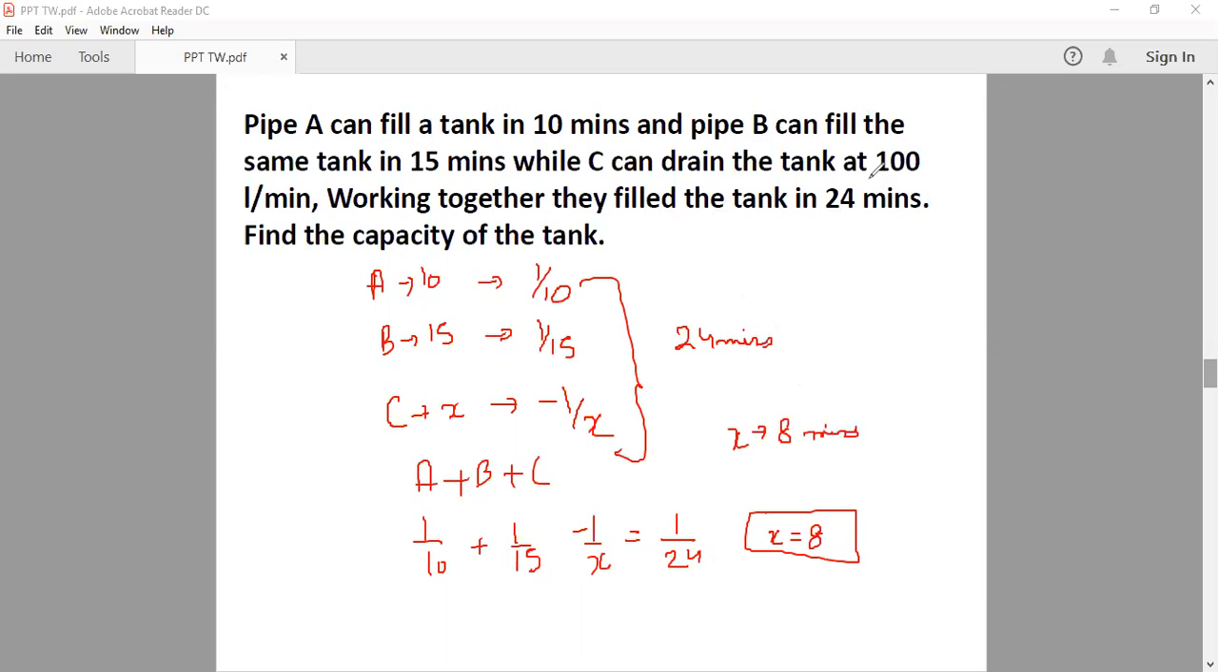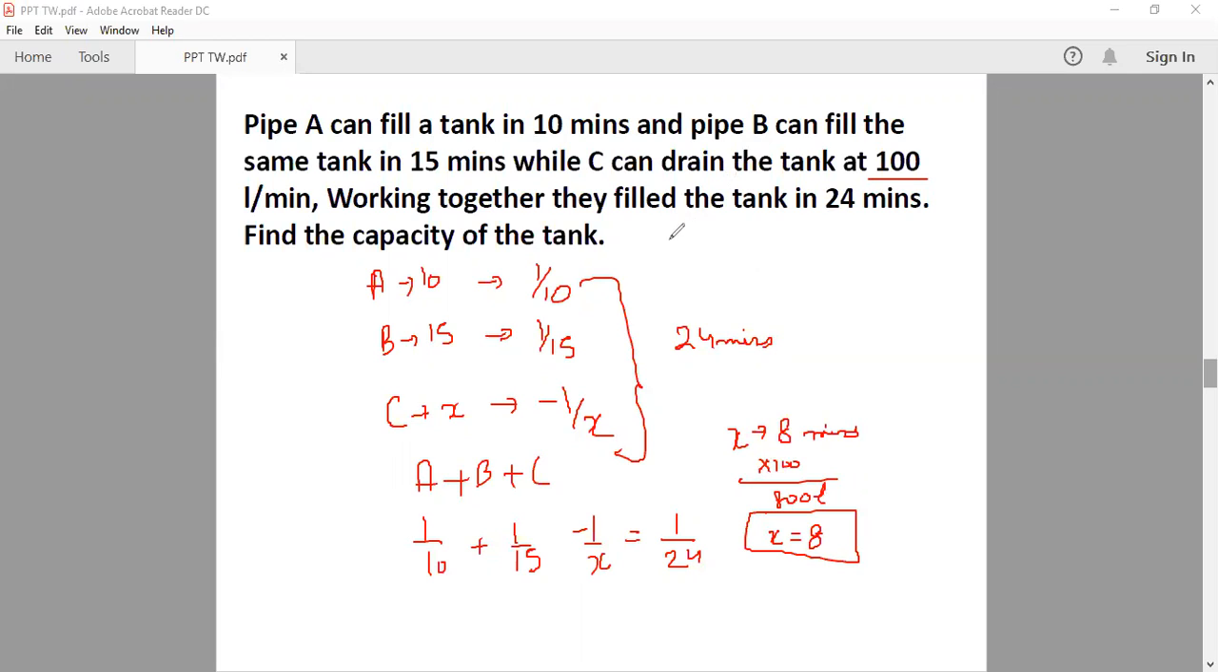And what is the speed of pipe C? 100 liters. So how much is the capacity? 8 into 100, 800 liters. Okay, I'll again repeat it once, a little slow this time.